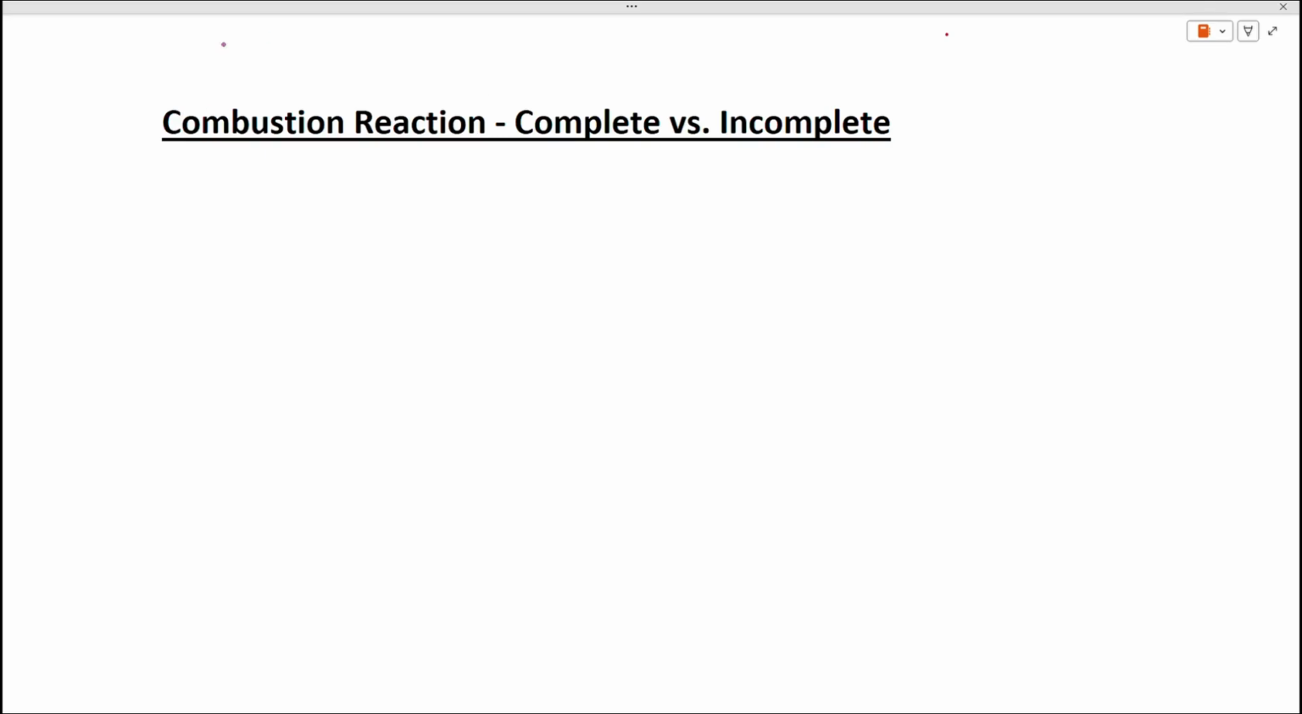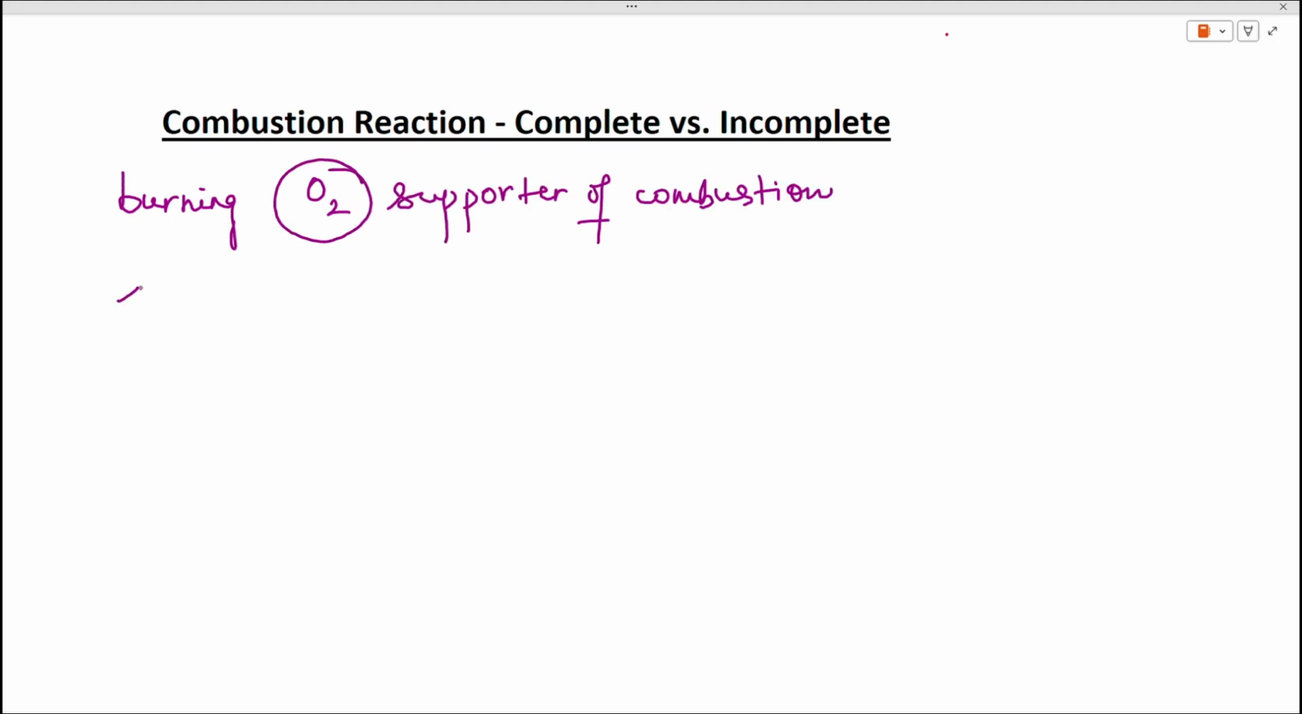Hello, today we'll understand what a combustion reaction is and the two different types of combustion reactions, complete versus incomplete. A combustion reaction, in simple terms, is the process of burning, and this burning takes place in the presence of oxygen because oxygen is a supporter of combustion. When any fuel reacts with oxygen, it produces some products, and in addition to that, energy is also produced. This process is called a combustion reaction.